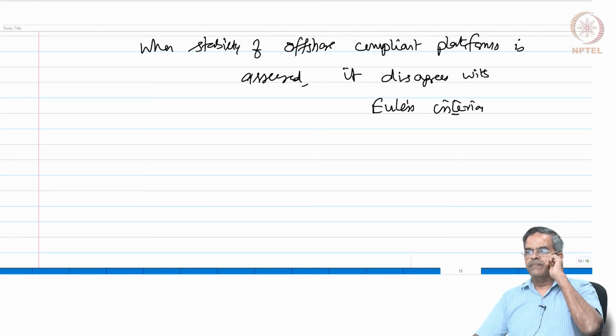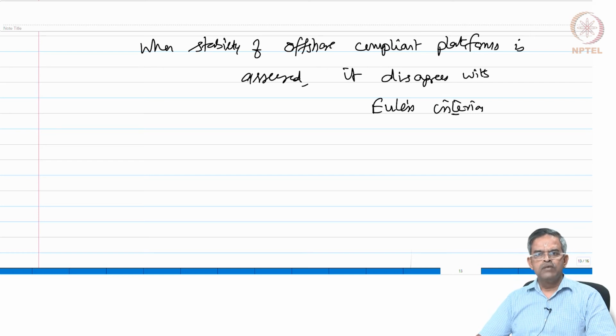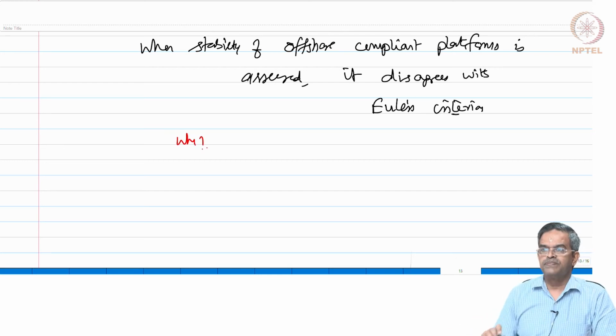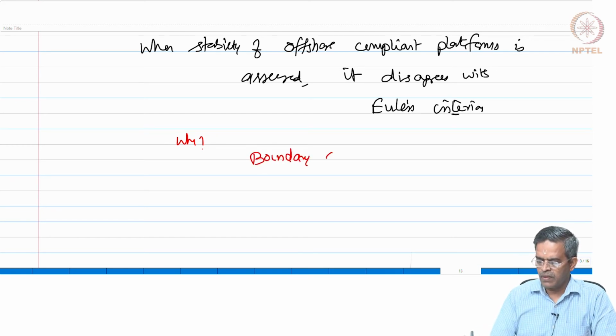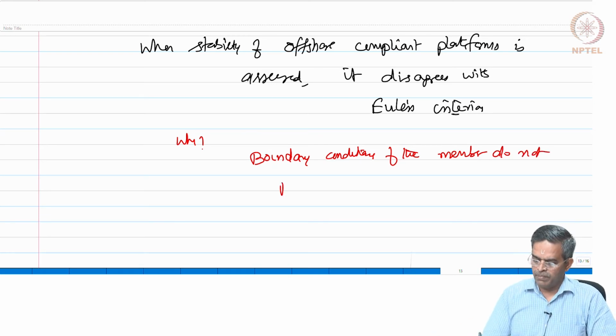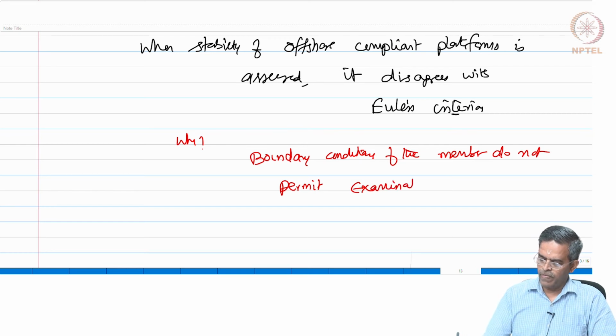So, Euler's criterion cannot be applied to a compliant platform. Maybe why? Let us ask this question, why? Because the boundary conditions of the member do not permit examination of Euler criteria.